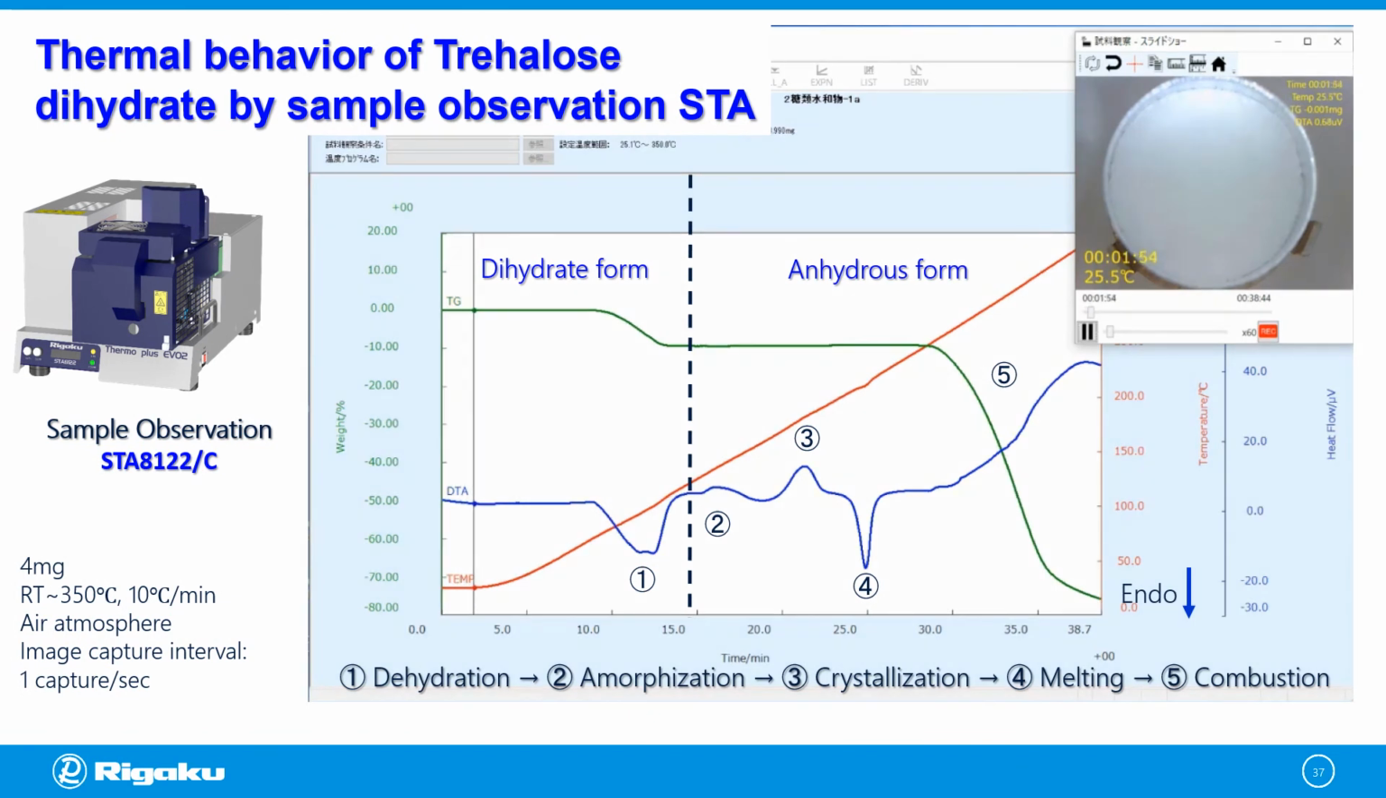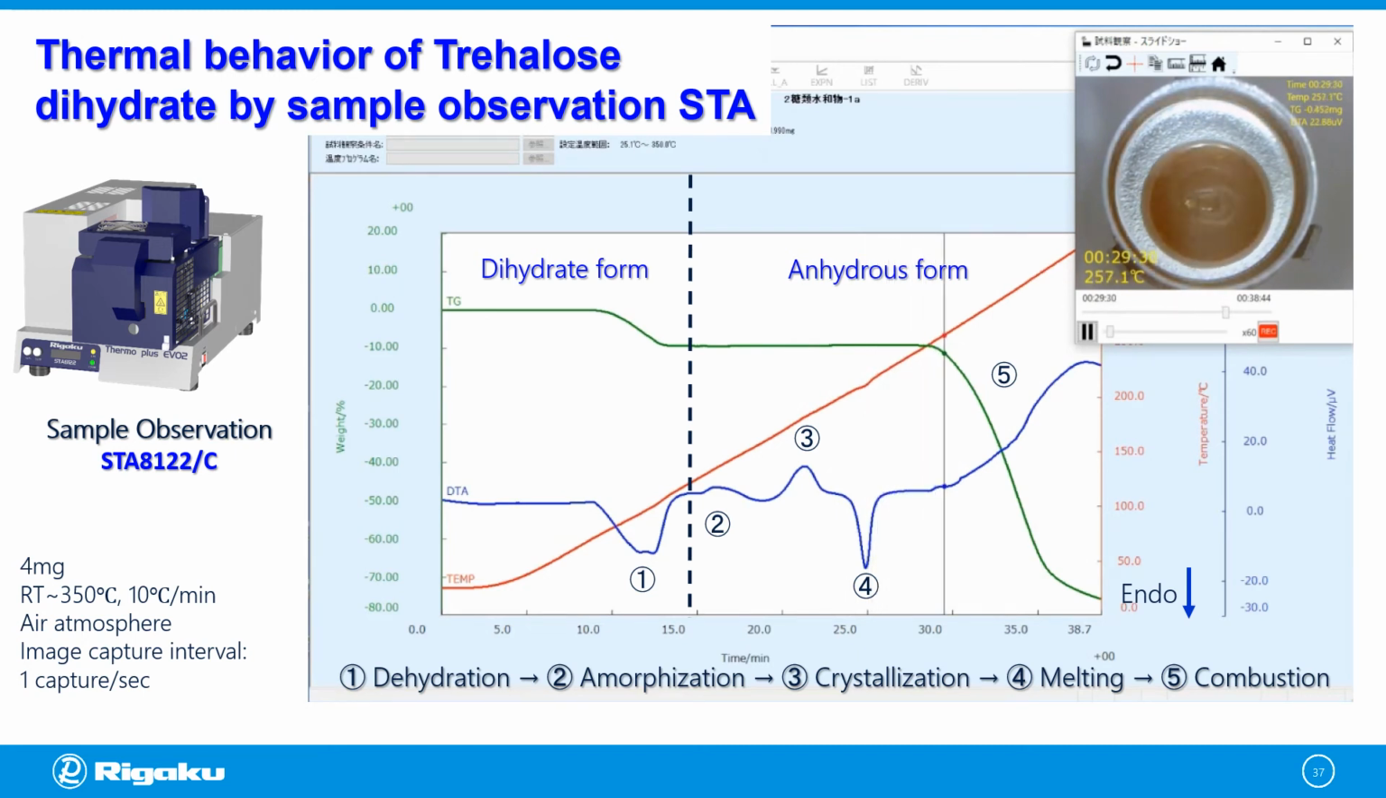By using the sample observation unit, the user can clearly confirm the actual visual changes in trehalose dihydrate as it goes through dehydration, change in color as it goes through amorphization, crystallization, and loss of shape during melting, and change in color as it goes through combustion.